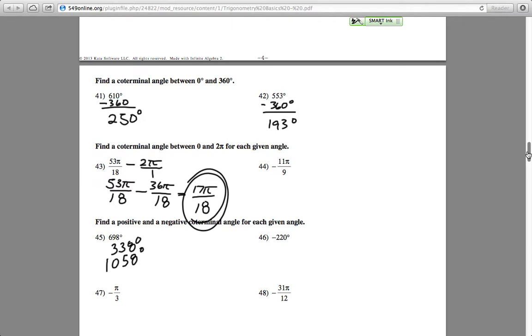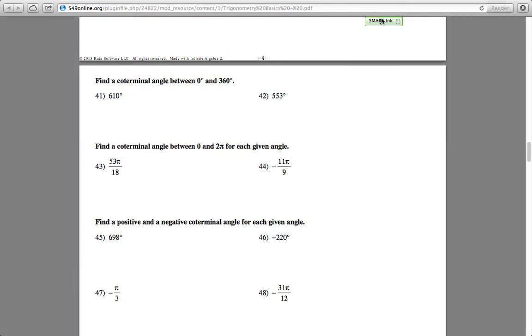There's lots of answers. In fact, there's an infinite number of answers here. We could keep listing answers. Now, I wanted one positive, one negative. I've actually got two positive. I need to keep going until I get a negative one. Just subtract 360 from the 338, and you'll get negative 22. Any questions there? What are you going to have to do with radians? Add or subtract 2 pi until you get a positive, negative coterminal angle.